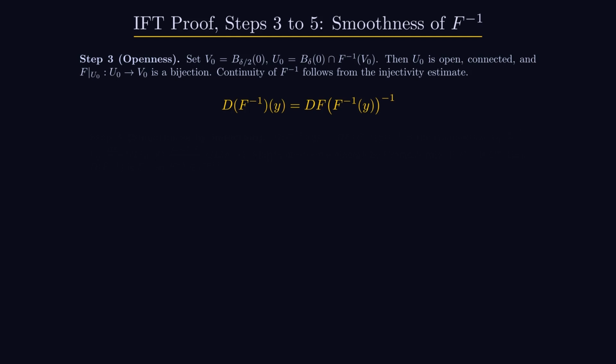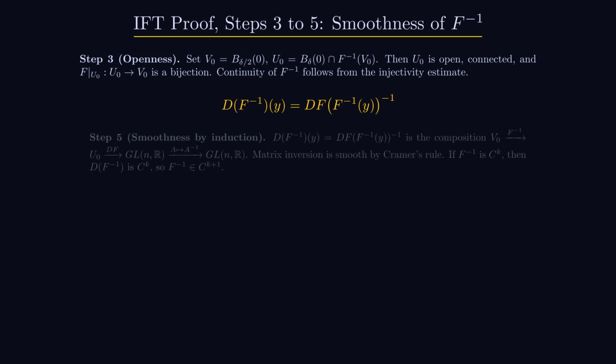The formula for D of F inverse expresses it as a composition of three maps, F inverse, then the Jacobian map, dF, then matrix inversion. Matrix inversion is smooth on the general linear group by Cramer's rule, which expresses the entries of the inverse via polynomial cofactors divided by the determinant.